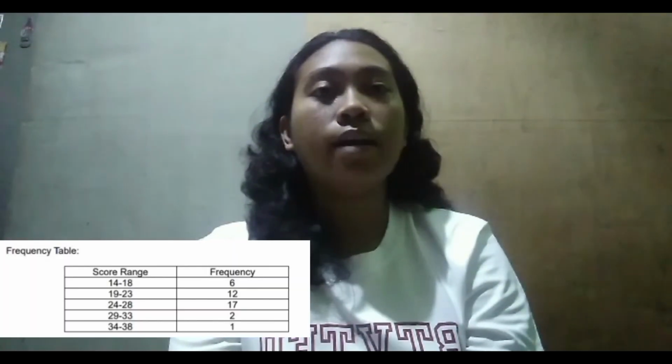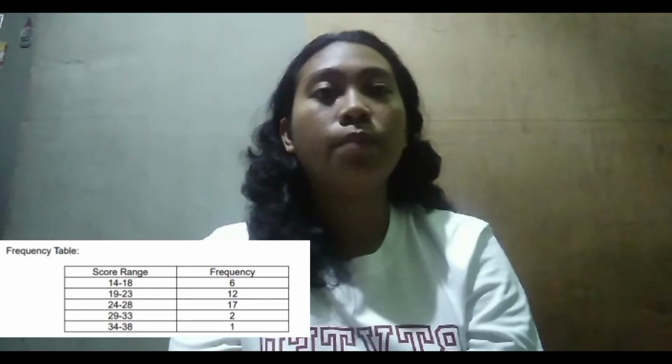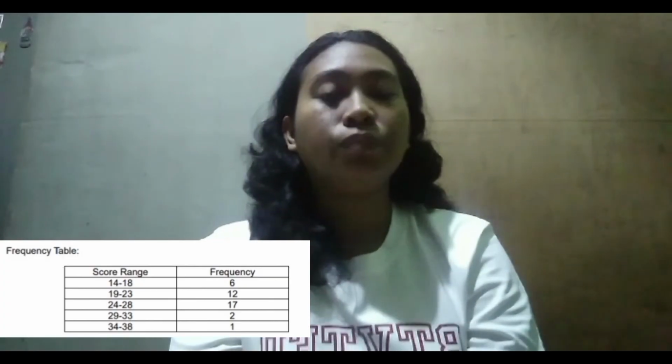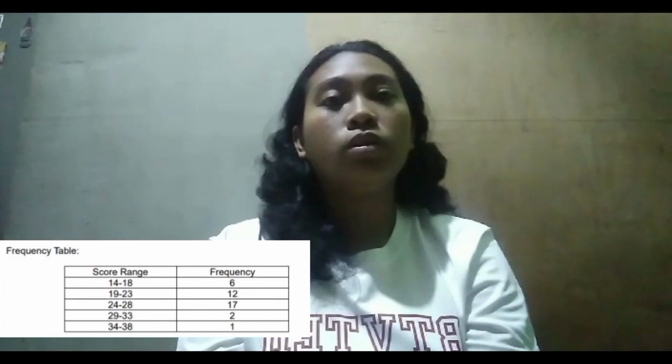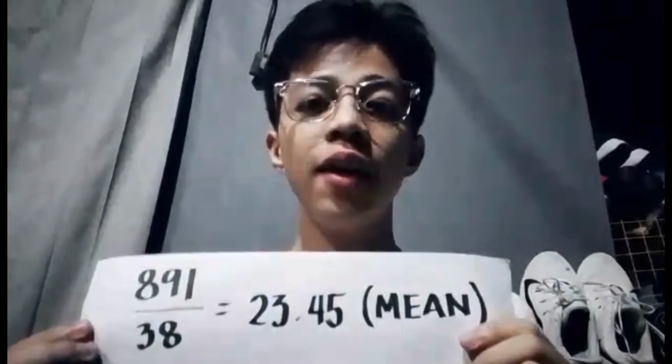Most students scored between 24 to 28, which is the highest frequency. Many also fall within 19 to 23, slightly below the average. Only a few students reach 29 and above. Only one student scored between 34 to 38, making it an extreme value. This shows that most students perform at a moderate or average level with few high achievers. Let us now analyze the statistical results and how these were computed.